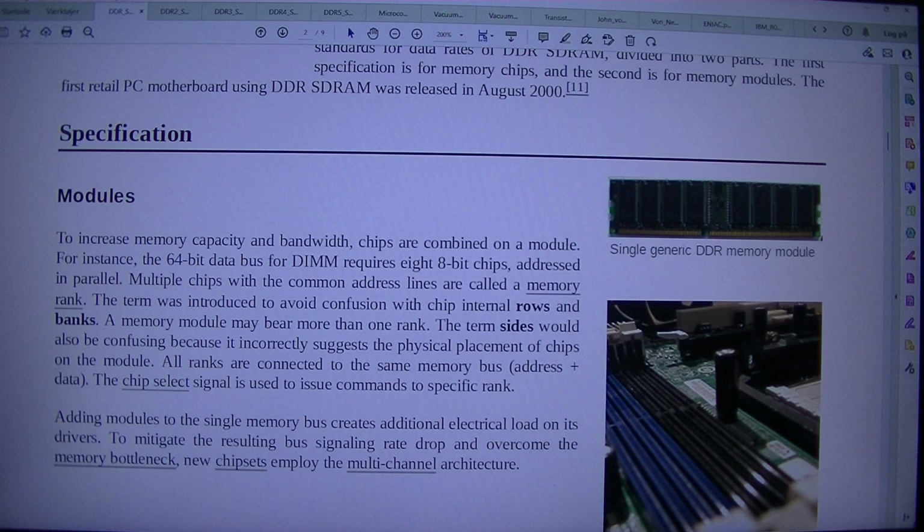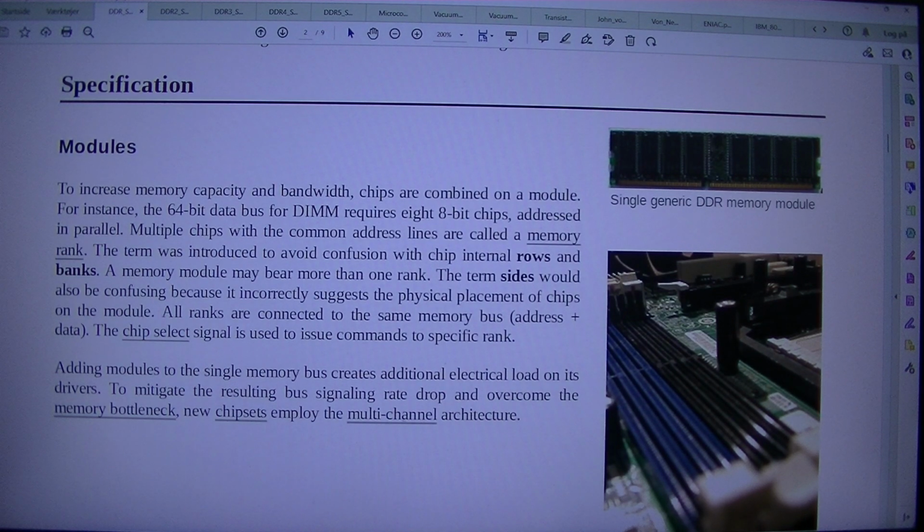Specification. A single generic DDR memory module for DDR RAM slots, Corsair DDR400 memory with heat spreaders. To increase memory capacity and bandwidth, chips are combined on a module. For instance, the 64-bit data bus for DIMM requires eight 8-bit chips, addressed in parallel. Multiple chips with the common address lines are called a memory rank. The term was introduced to avoid confusion with chip internal rows and banks. A memory module may bear more than one rank. The term sides would also be confusing because it incorrectly suggests the physical placement of chips on the module.